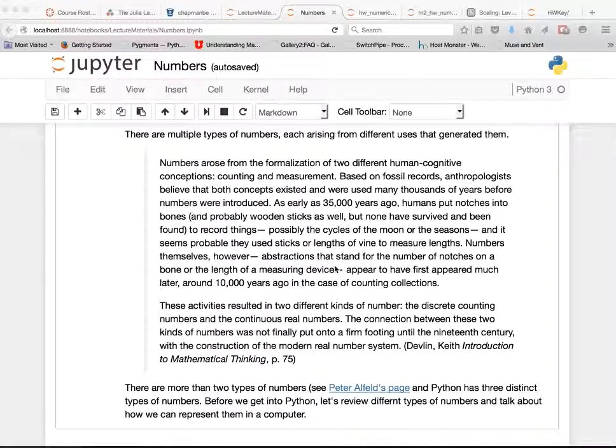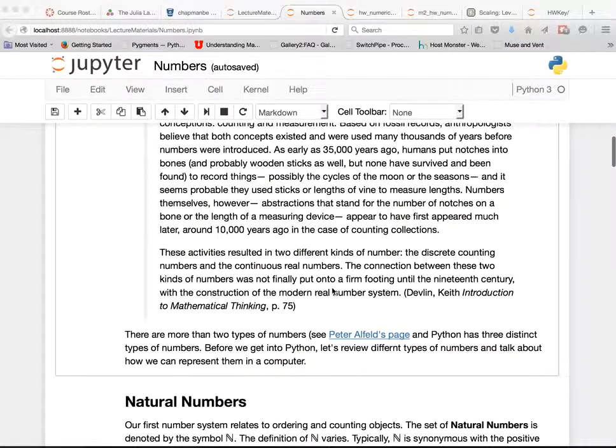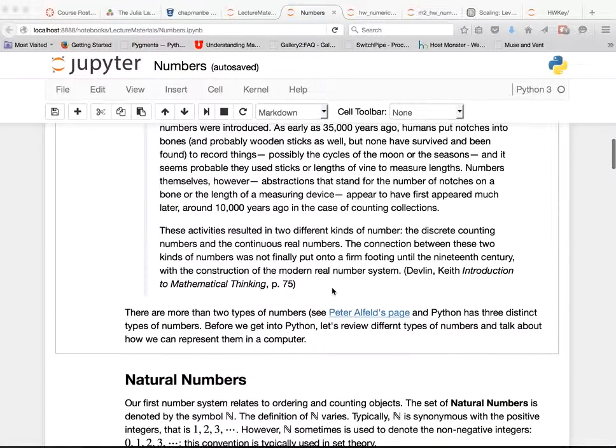This is a summary from Keith Devlin, who's a math professor at Stanford. There are more than two types of numbers, and Peter Alfeld, who is a math professor here at the University of Utah and one of my favorite professors that I ever had, has a description of more types of numbers. Python has three distinct types of numbers, so we'll review the number systems that are most closely associated with numeric types in Python.